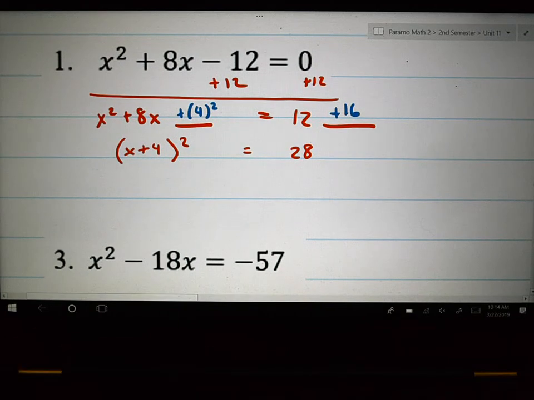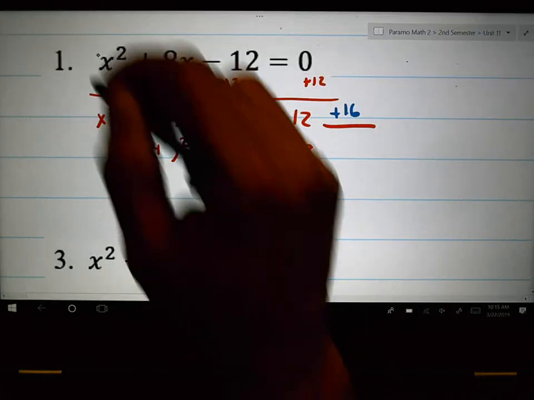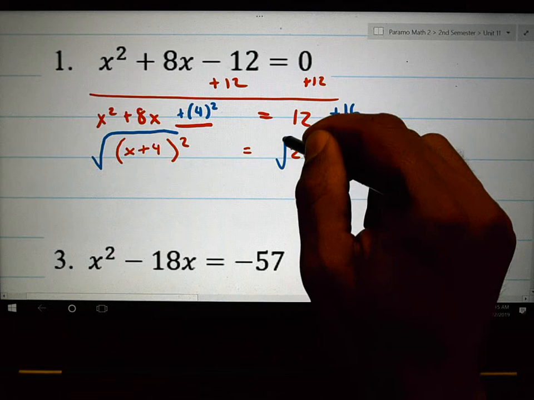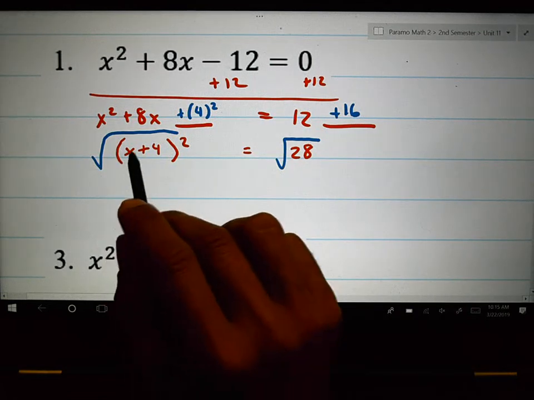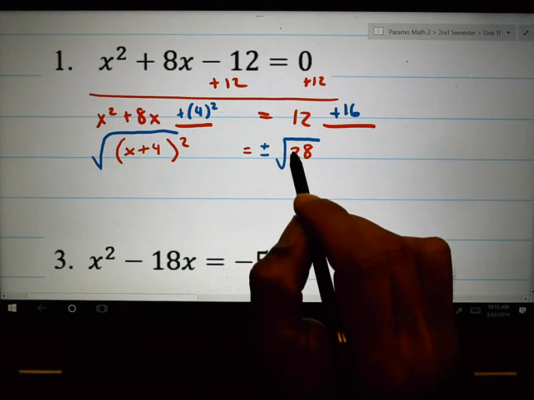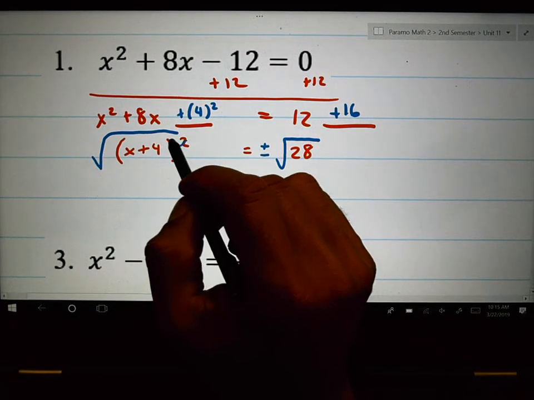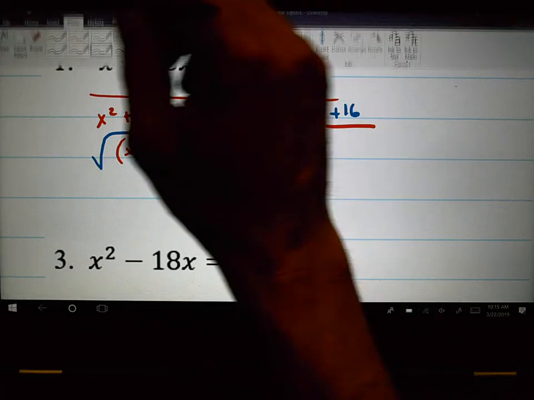Which brings us to step number 5. We've done step 3, we've done step 4. Step 5 says this is where we square root both sides. And don't forget the plus or minus sign. So to get rid of this square, we square root. I'll do this step in blue. When you square root something squared, it doesn't matter that it's in parentheses. You still put that plus or minus sign in front of that square root of 28. These two things will cancel each other out, and you're left with an x plus 4.